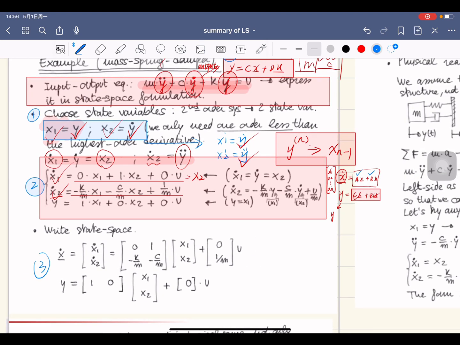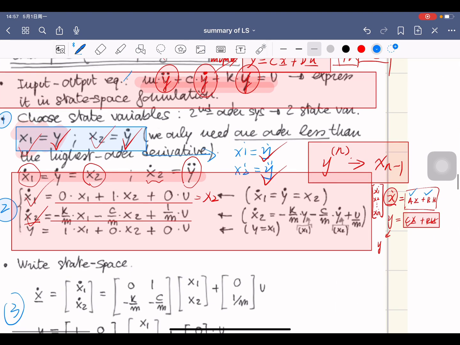So let's do a simplified summary. Always when you are analyzing a physical model, you should first have its input and output. You should first have its equation, right? After we get the equation, we first choose the state variables. The number of state variables we choose will depend on the number of derivatives. If it has n derivatives, then the state variables we choose will be n minus 1 derivative state variables. This is the rule for step 1.